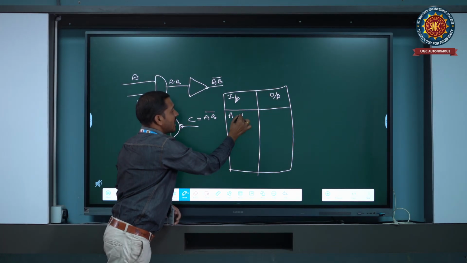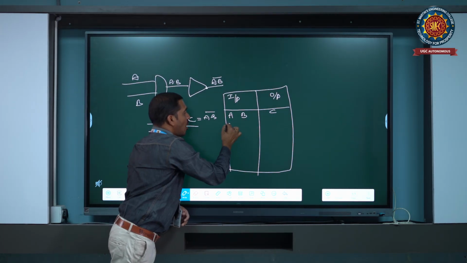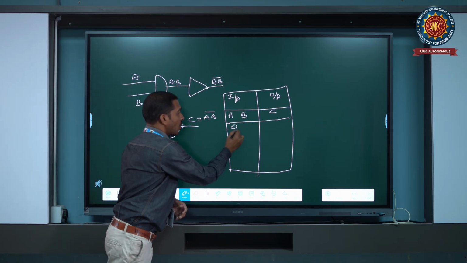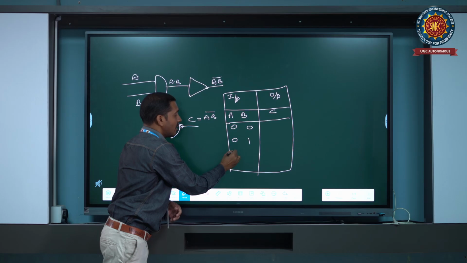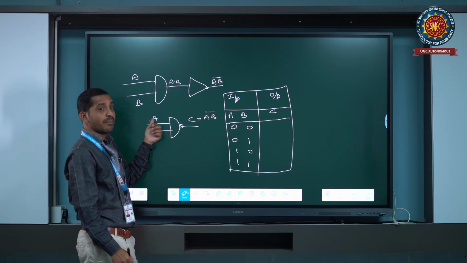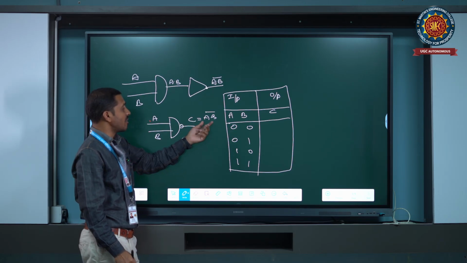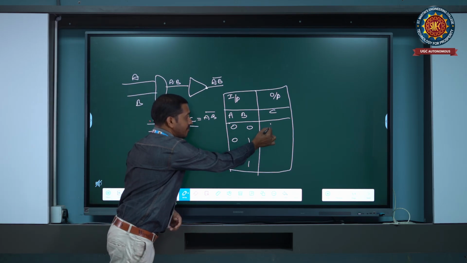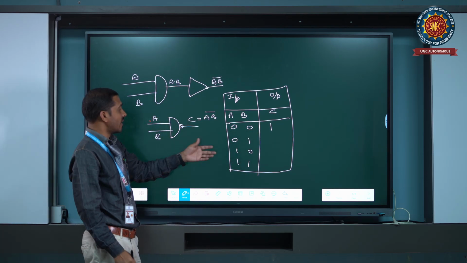A and B are the inputs, C is the output. We are taking four input combinations: 0 0, 0 1, 1 0, 1 1. For 0 0, A is 0 and B is 0, and C equals A dot B whole bar. So 0 dot 0 whole bar equals 1.